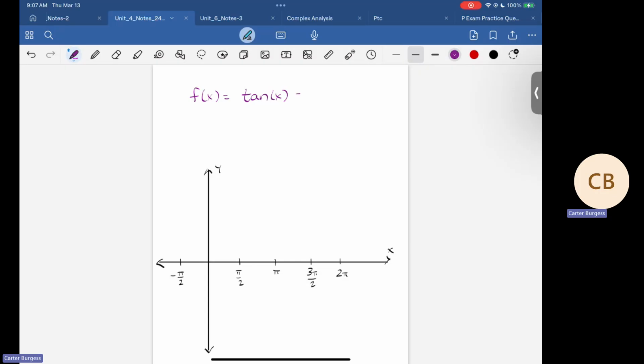How can I rewrite tangent of x in terms of sine and cosine? Yeah, this is sine of x over cosine of x.